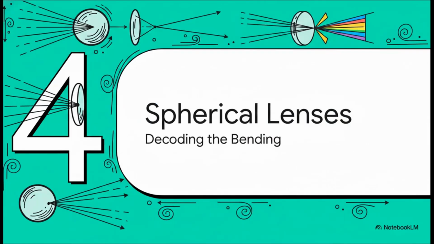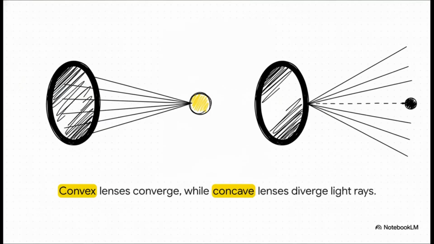Let's shift gears to Section 4, decoding spherical lenses. So, we are now shifting from bouncing light off mirrors to actually transmitting and bending it through lenses. Take a convex lens. It's bulging outward and thicker in the middle. This acts as a really powerful converging tool. It takes incoming parallel light rays and forces them all to cross at one single intense focal point.